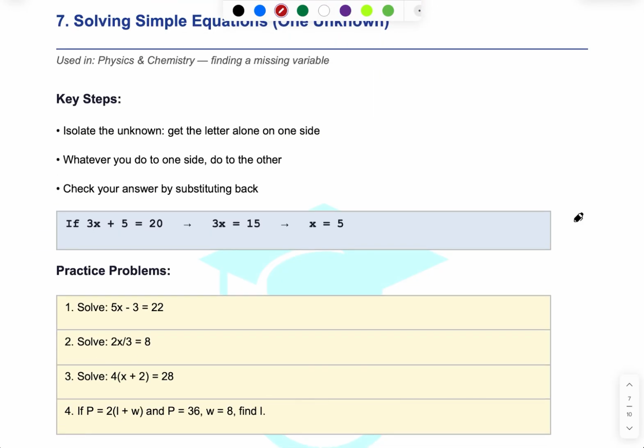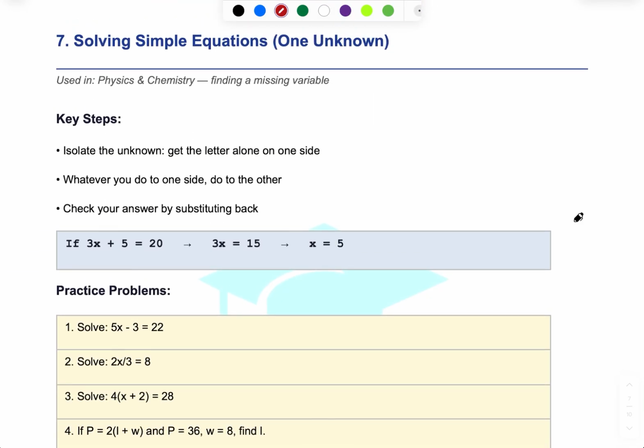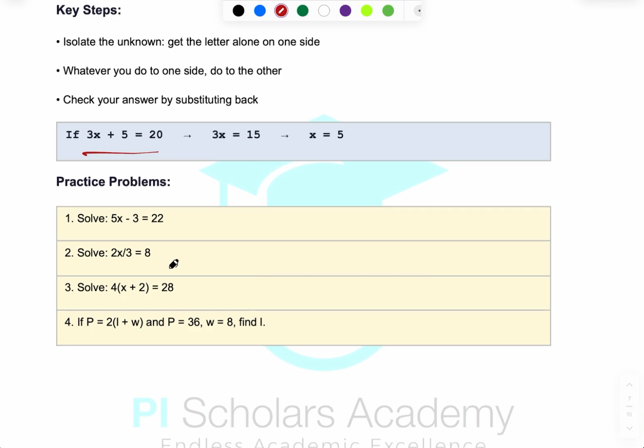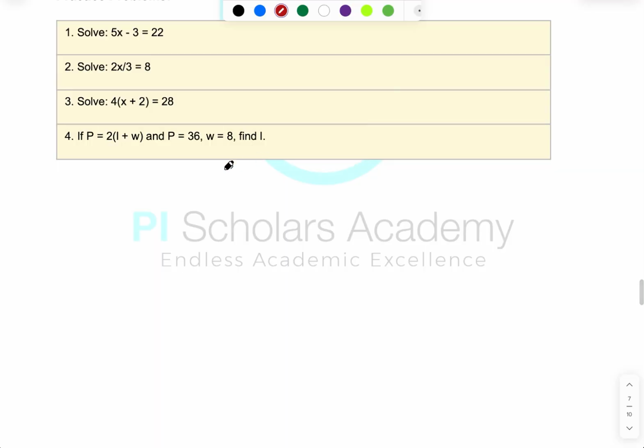Now let's go to solving simple equations for one unknown. You need to learn to properly isolate. I gave an example here, but I'm going to use a much more complex one to explain to you. For instance, let's say you are solving this particular equation: 2xy plus 15 equals, let's say, 30. Now, this is very, very easy to do.